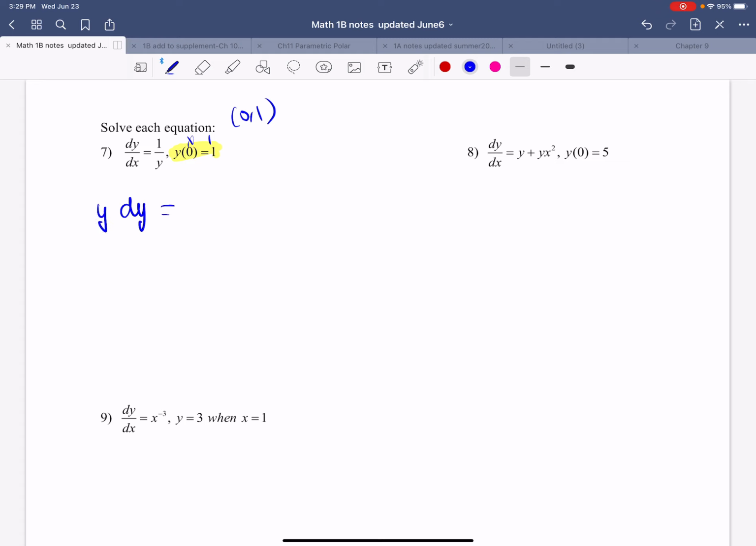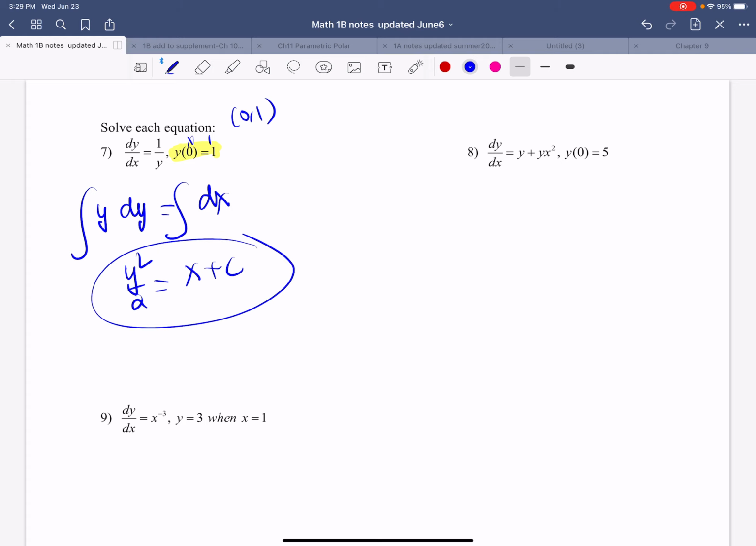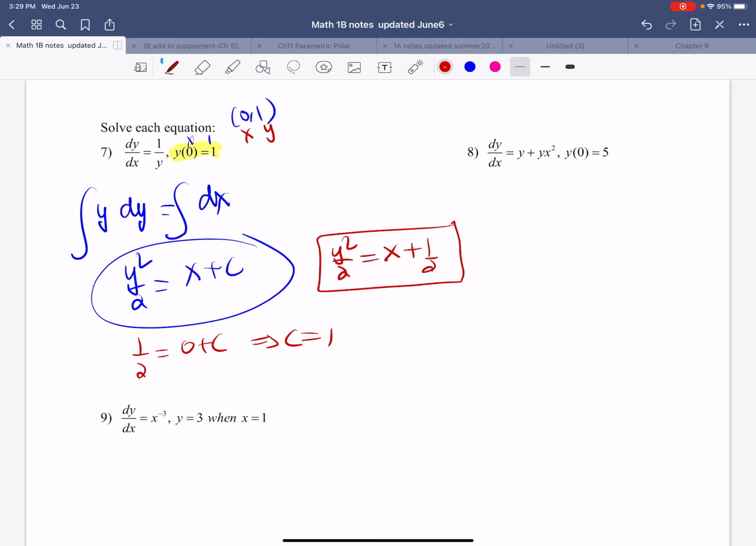I can go ahead and isolate the variables right away. y dy is equal to dx. Turns out to be y squared over 2 is equal to x plus c. Now I'm going to plug in the values to find out the value of c. So I'm going to replace x by 0, y by 1: 1/2 is equal to 0 plus c. This gives me c is equal to 1/2. So my particular solution will be y squared over 2 is equal to x plus 1/2. I could isolate the y by itself over here if I wanted to. I'm going to leave it in this form.